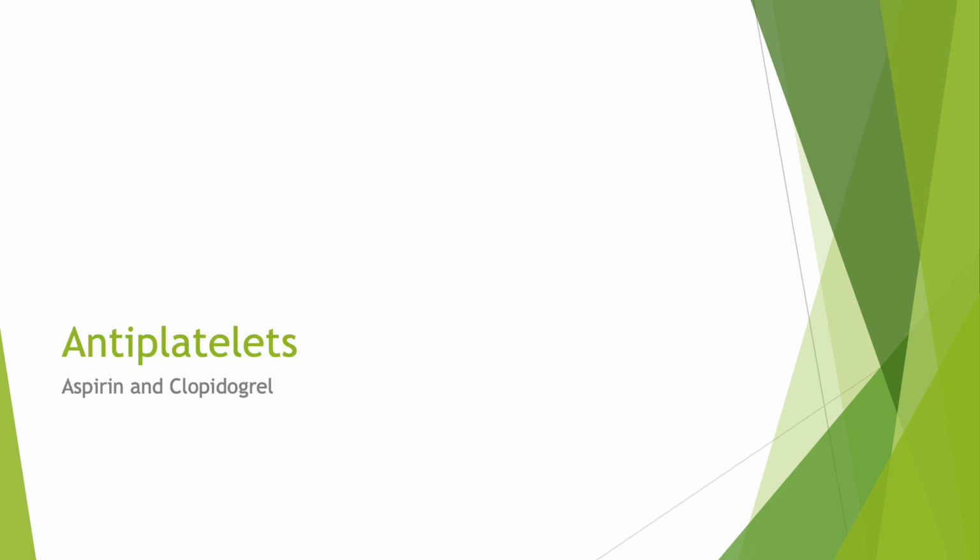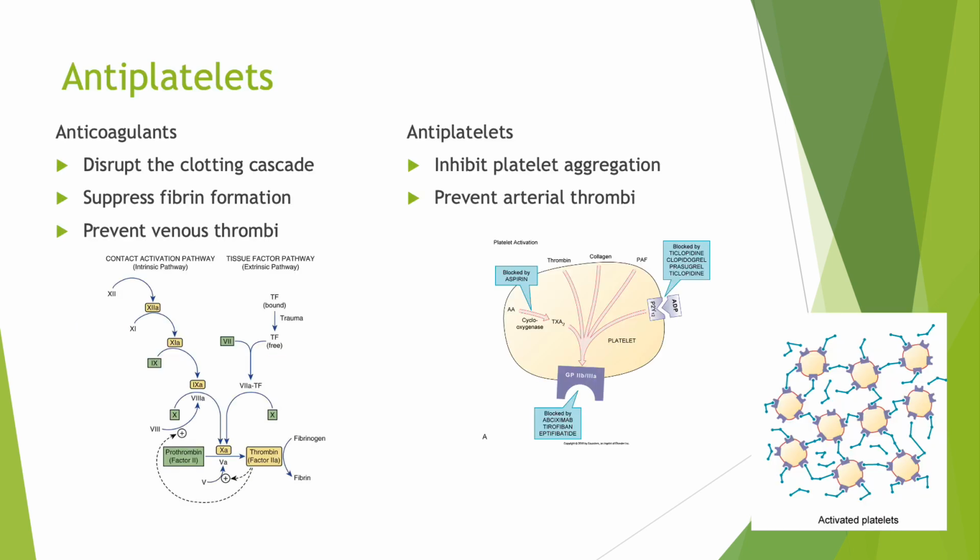So we will finish up with a discussion of antiplatelet drugs by discussing two exemplars, aspirin and clopidogrel or Plavix. So as a reminder, we've just discussed anticoagulants, which interfere with the coagulation cascade and target venous thrombi. Now we're moving to antiplatelet drugs, which work very differently. We're targeting platelet aggregation, the core of an arterial clot, and these drugs work by interfering with or blocking receptors on platelets.